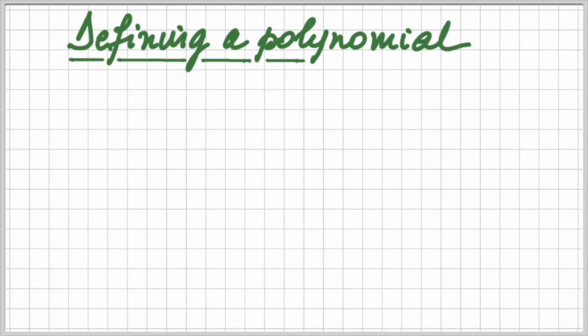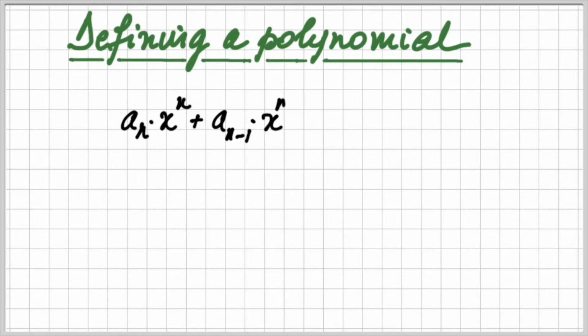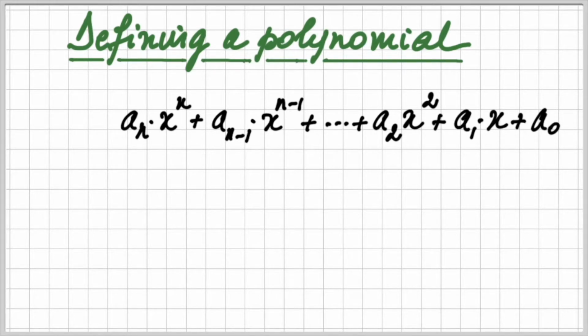Let's have a look at the definition of a polynomial. In this case, I will look at a polynomial of order n with only one variable. The polynomial can then be written as an equation as a sum of terms. The first term is a index n times x to the power n. Then we have a index n minus 1 multiplied by x to the power n minus 1.